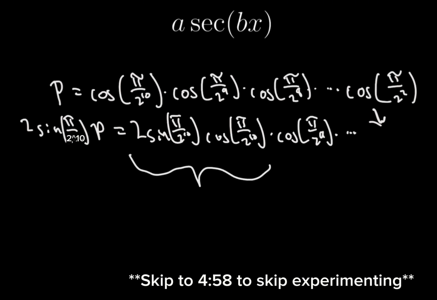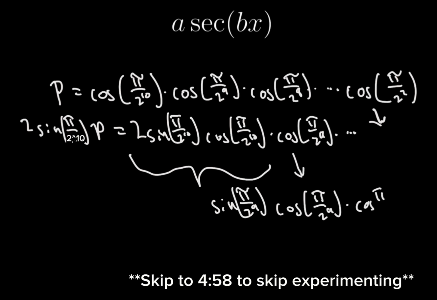And this will just turn into sine of pi over 2 to the 9th. This is promising because if we continue with the rest of the terms, we have sine of pi over 2 to the 9th times cosine of pi over 2 to the 9th times cosine of pi over 2 to the 8th times dot dot dot, right? And then we're going to get to cosine of pi over 2 squared. But notice how similar this is to our double angle formula, right? If only we just had another 2 here, we could use the double angle formula again.